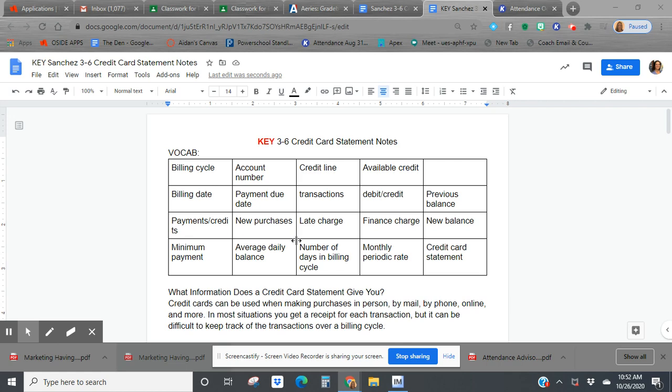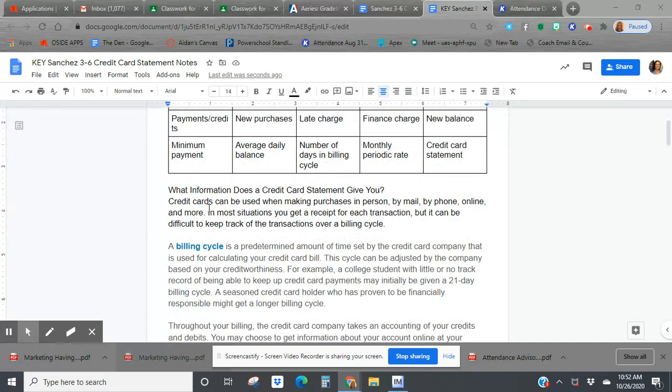All right, here we are in the last section of the chapter, 3.6 credit card statement notes. These are all the different vocab that we'll be discussing during this section and that will be coming up on your upcoming tests next Monday, Tuesday. What information does a credit card statement give you?